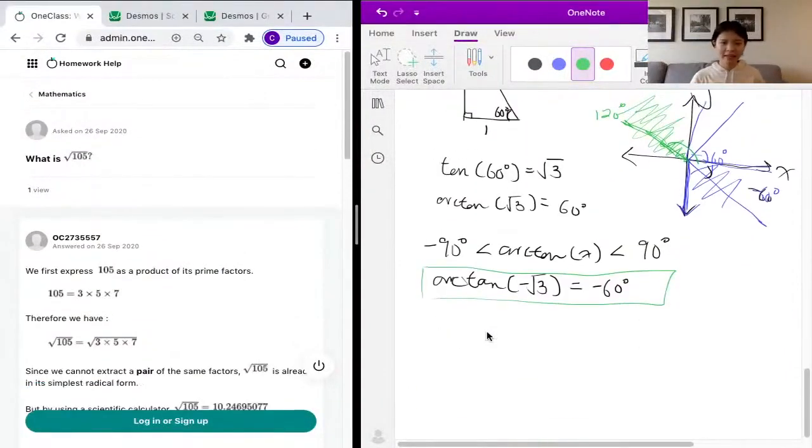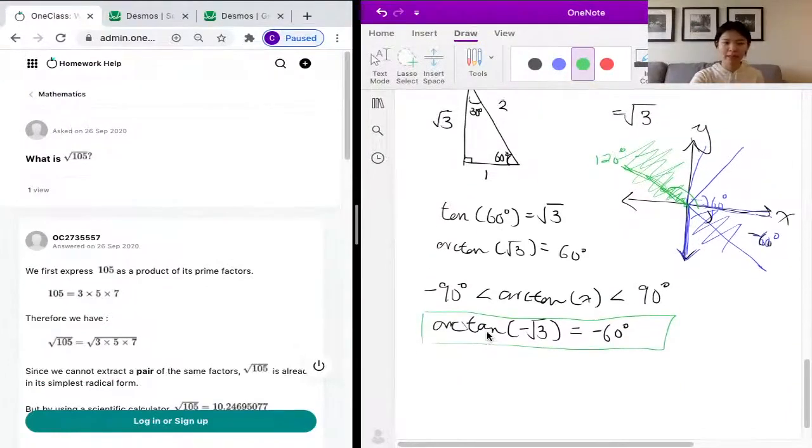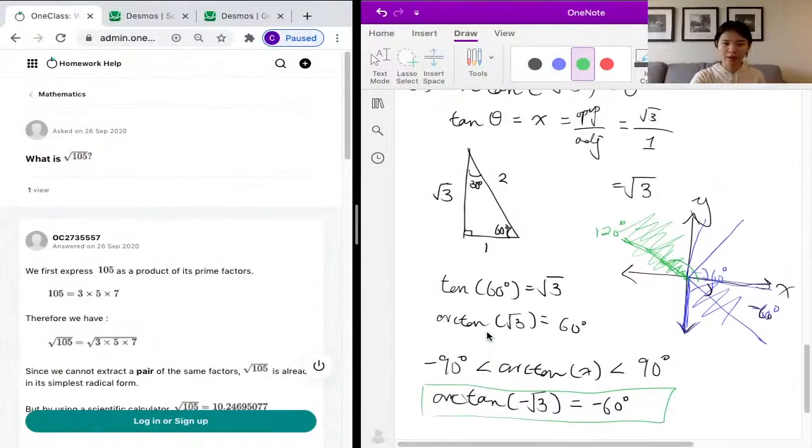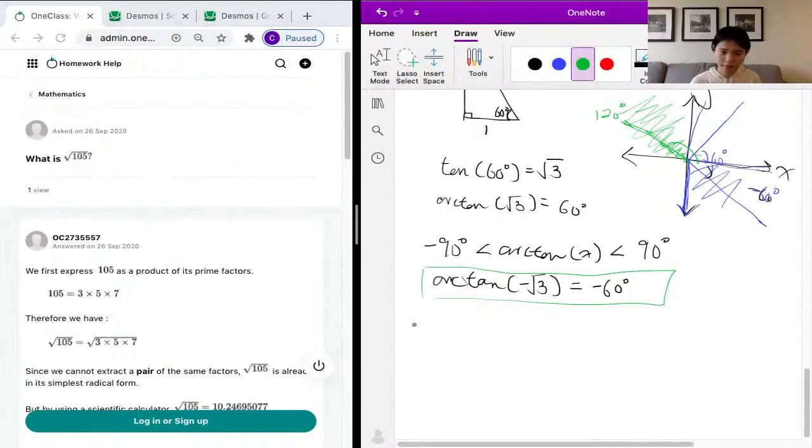Alrighty, here's our next problem, and it's asking us what is the square root of 105. Okay, so when we see a problem like this, there are three approaches that you should take.